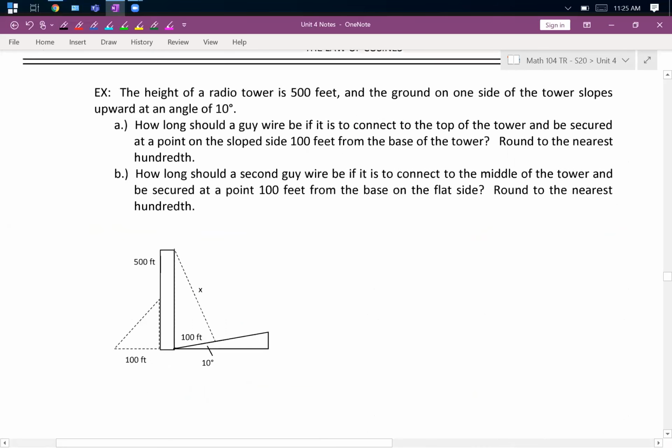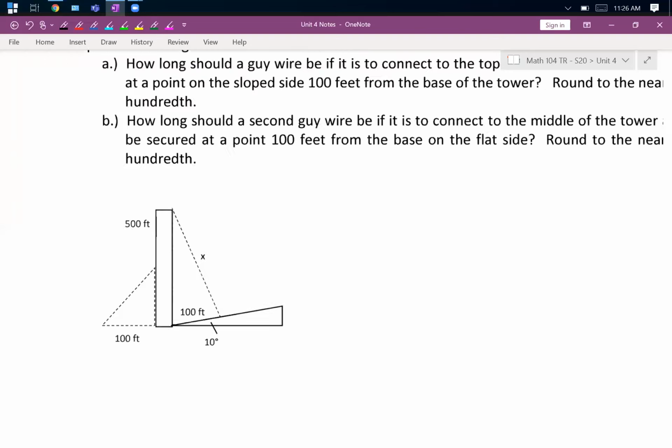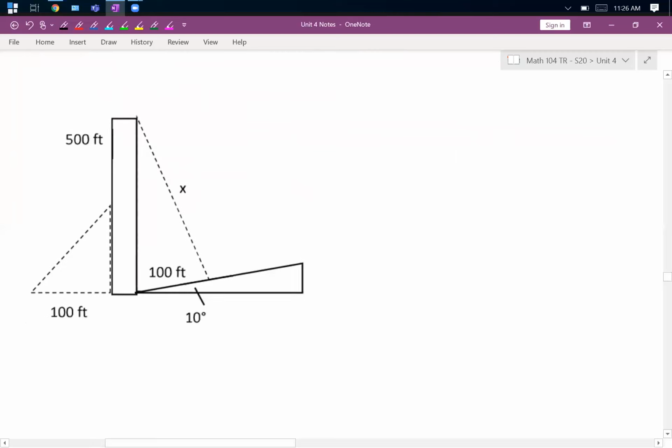The height of a radio tower is 500 feet, and the ground on one side of the tower slopes upward at an angle of 10 degrees. So I already have our diagram drawn for us. How long should a guy wire be if it's to connect to the top of the tower and be secured at a point on the slope side 100 feet from the base of the tower? We'll round our answer to the nearest hundredth. So again, I already have our diagram for us. So we're looking at this triangle here.